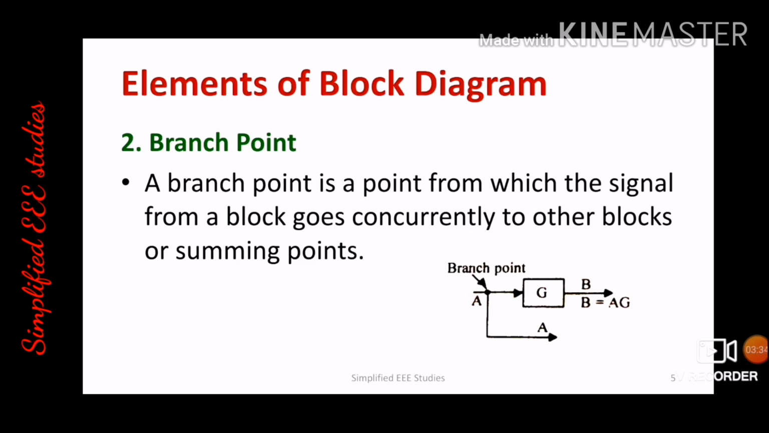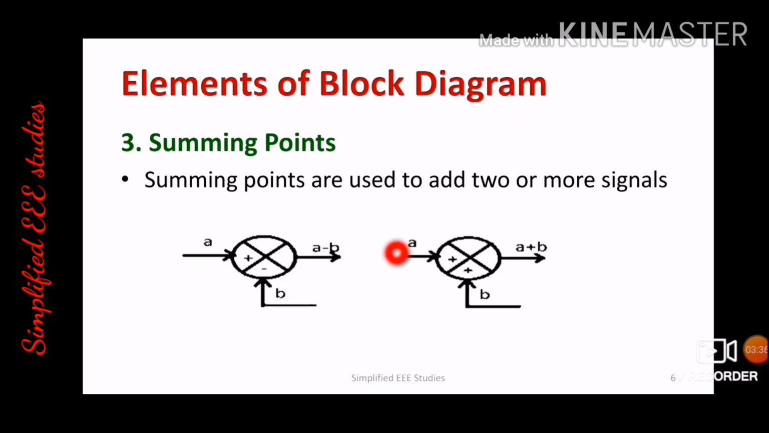Okay. Let me move on. Summing point. What do you mean by summing point? As the name suggests, summing means summation, addition of two or more signals. Summing points are used to add 2 or more signals. So this is one of the typical examples of a summing point. There are 2 signals, signal A and signal B. It is having the polarity positive, and here also it is positive. So if you get this kind of summing point, then the conclusion will be A plus B.